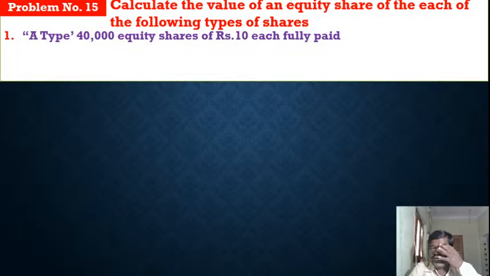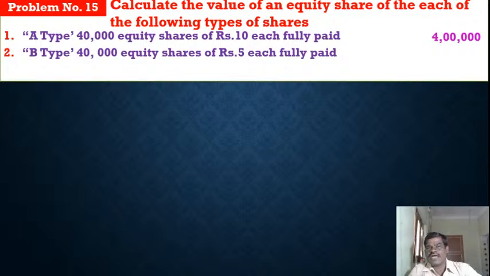First one, A type: 40,000 equity shares of rupees 10 each fully paid. That is 40,000 equity shares into 10, which is 4 lakh. Next one, B type: 40,000 equity shares of rupees 5 each fully paid up. That is 40,000 shares into 5 rupees, 2 lakh.